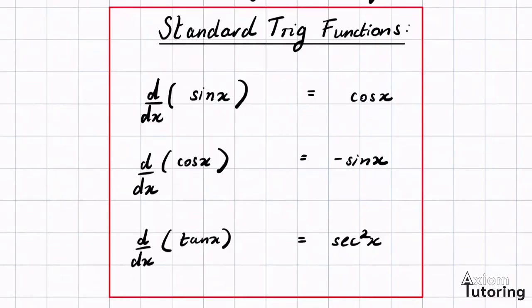So the derivative of sine x, or d over dx of sine x, is cos x. D over dx, or the derivative of cos x, is minus sine x. And the derivative of tan x, or d over dx of tan x, is sec squared x. And we've shown all of these from first principles.